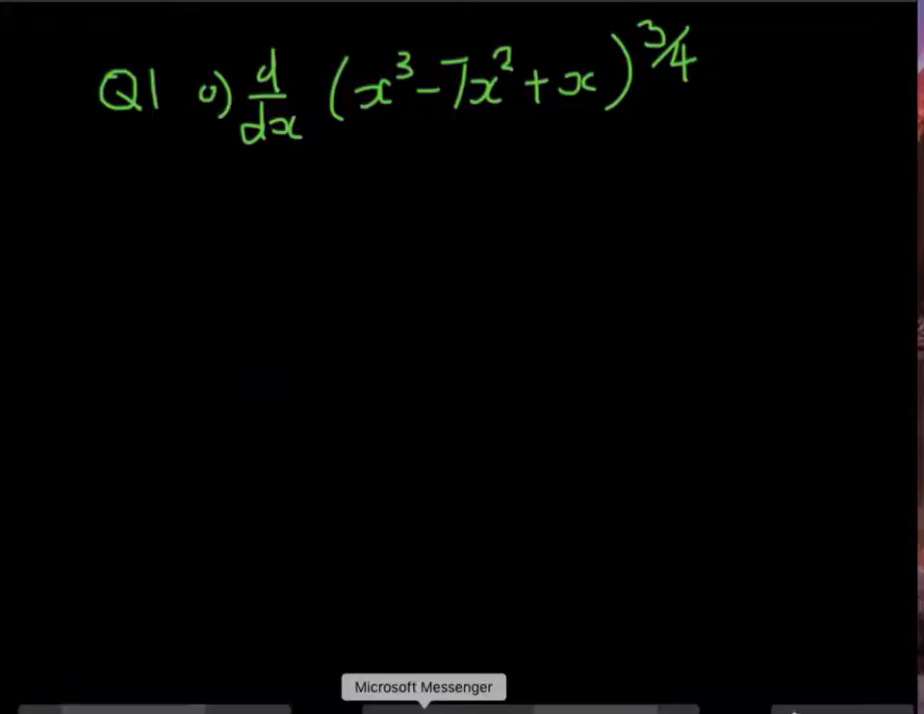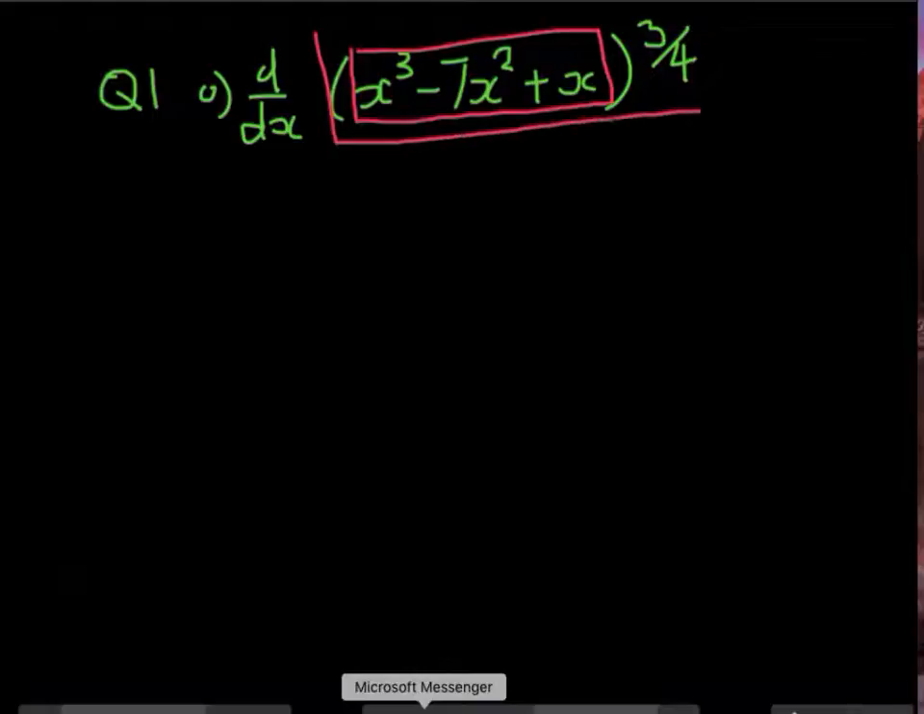Question 1, part o, same thing as before. What we need to do is look at this expression and see that there's a function of x that's inside these brackets here. There's one function of x there, and then there's all of that expression raised to the power of 3/4, and we need to think of those as two functions of x.